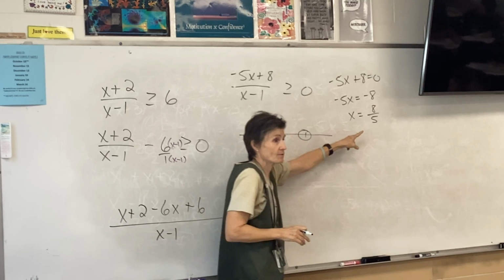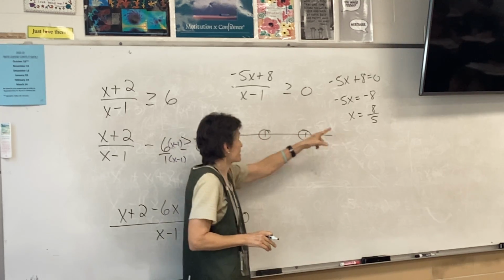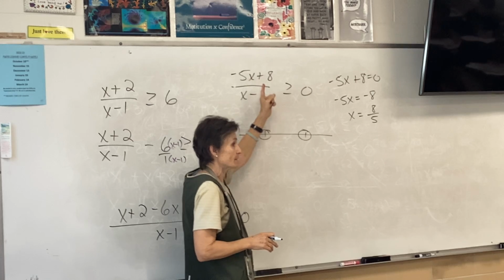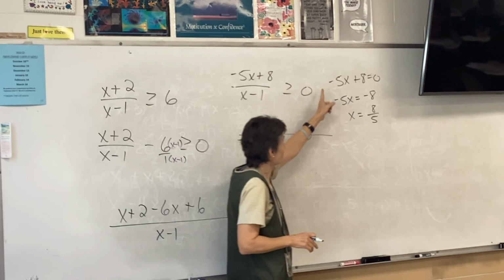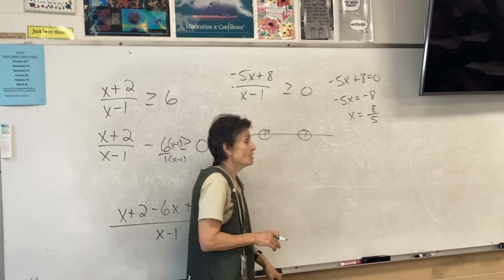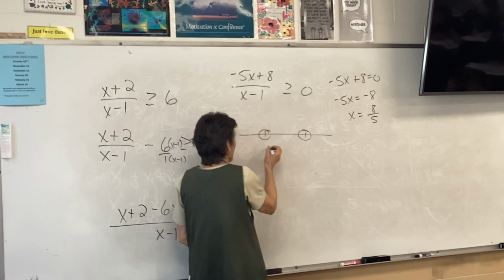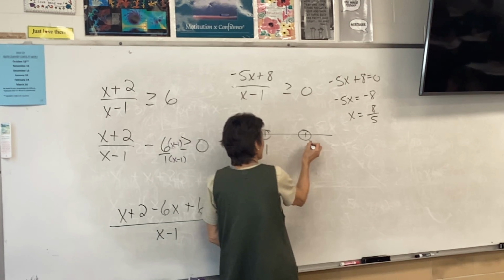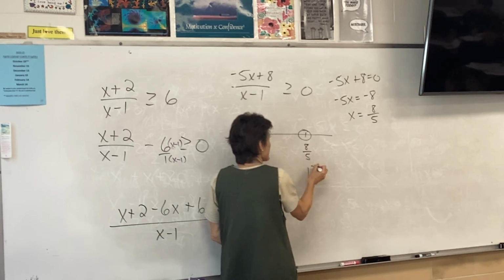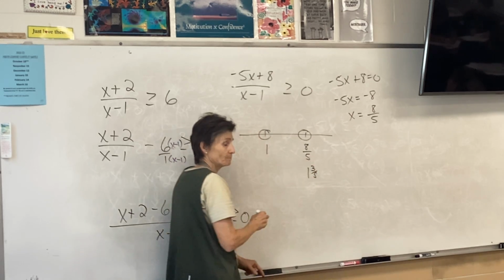So I got 8/5. Now some of you can look at that and tell it's just too much for me, so I'm going to write it out. So I have a dot at 1 and a dot at 8/5, which is like 1 3/5.